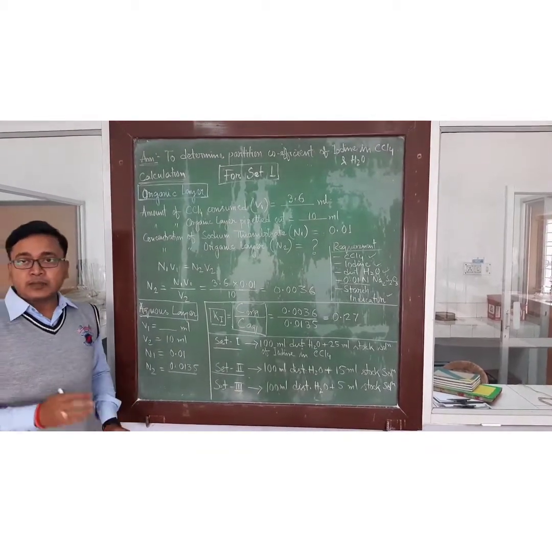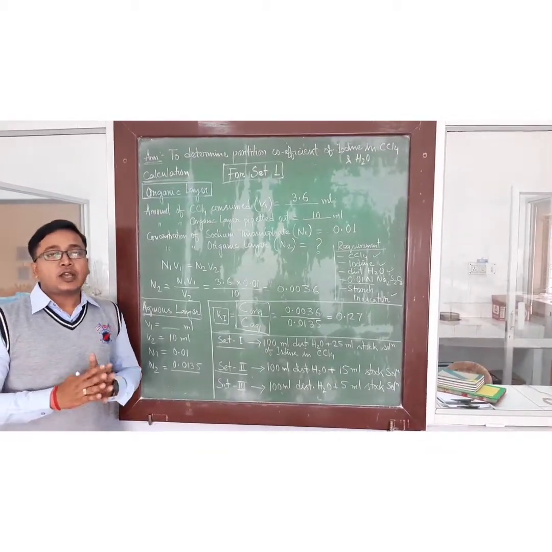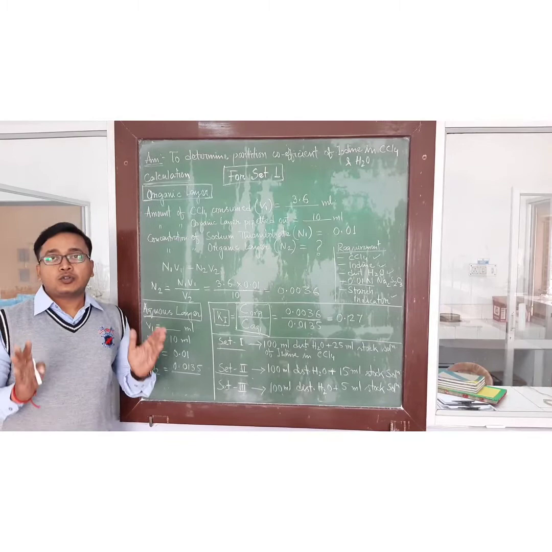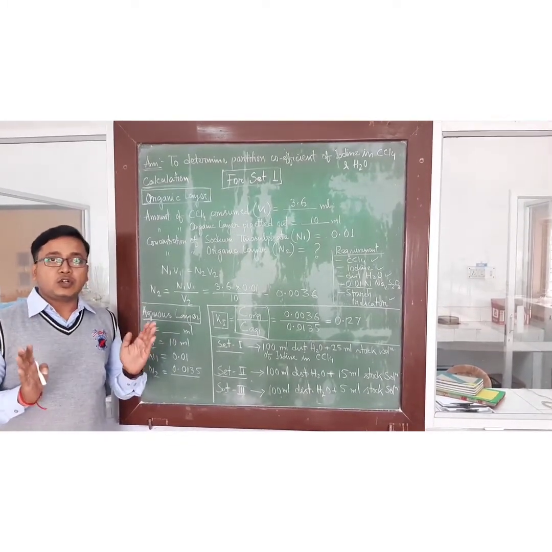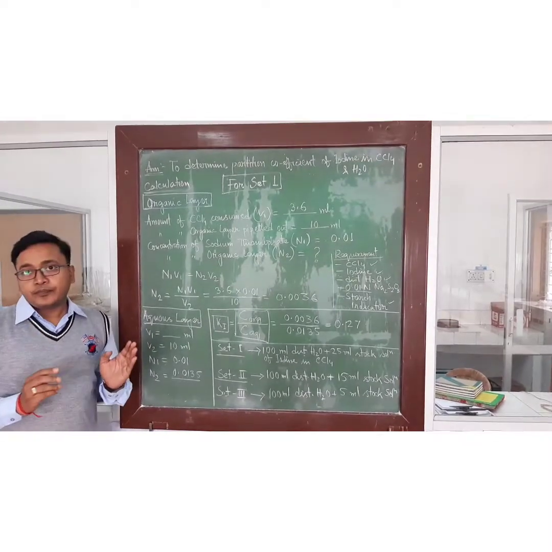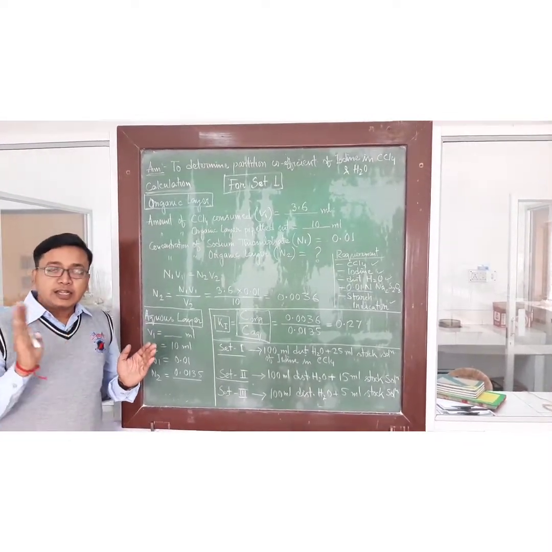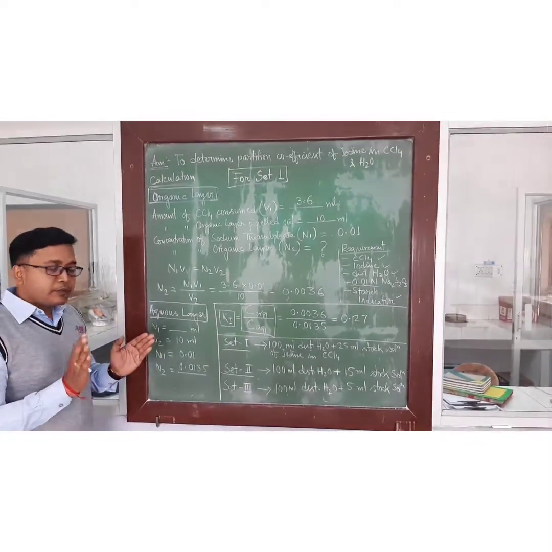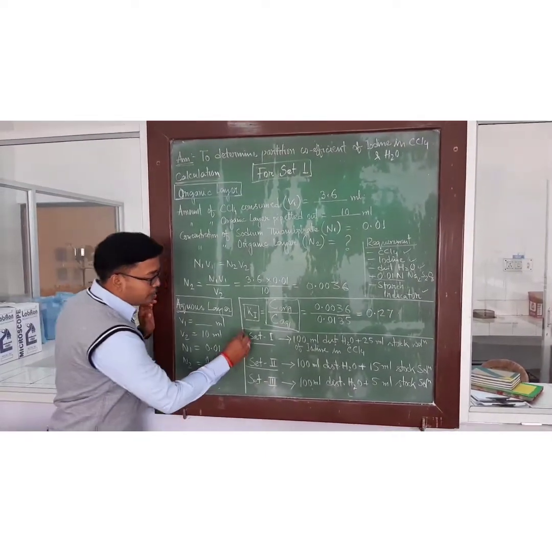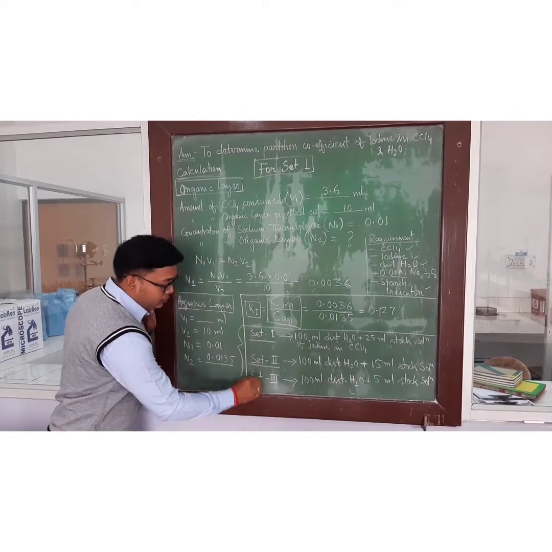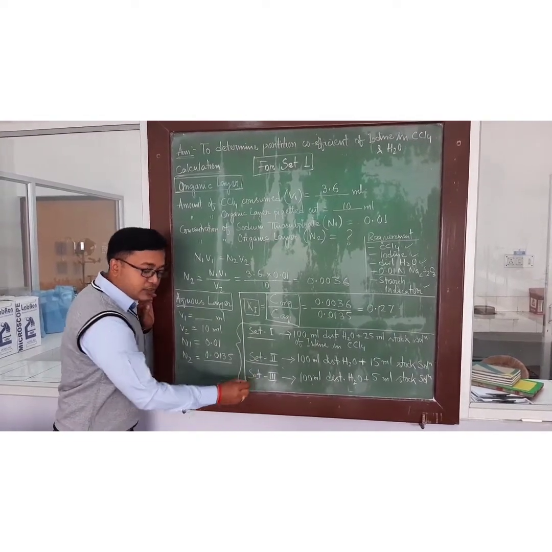So to perform this practical, first we have to prepare one stock solution of iodine. To prepare this stock solution, we need iodine and CCl4. After preparation of that saturated stock solution, you have to prepare a total of 3 sets. Set 1, set 2 and set 3.